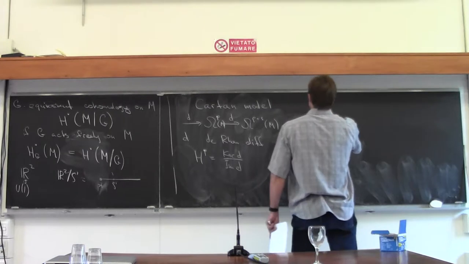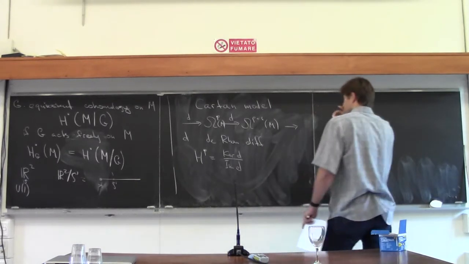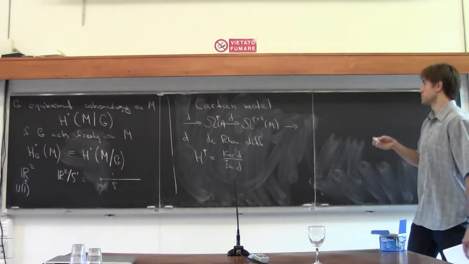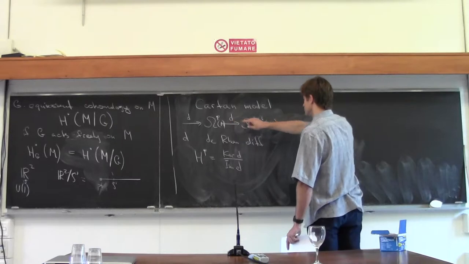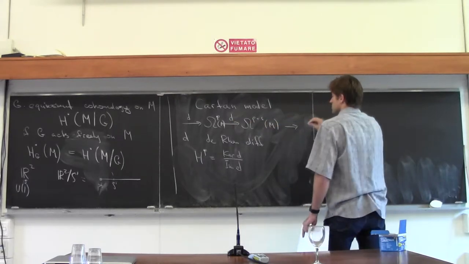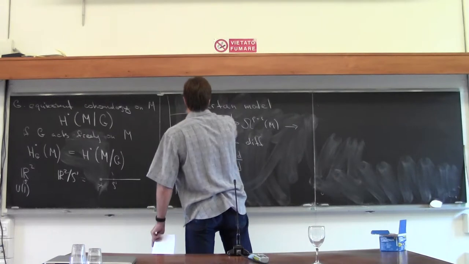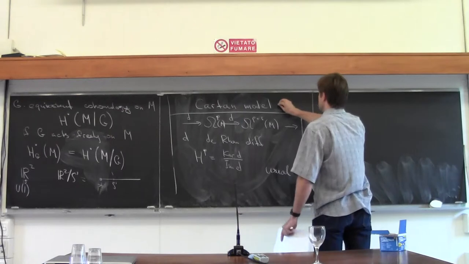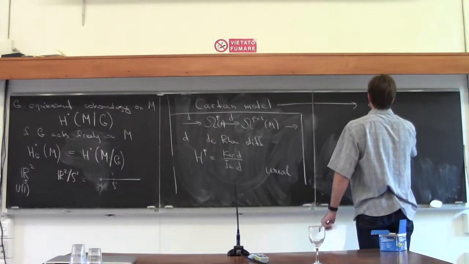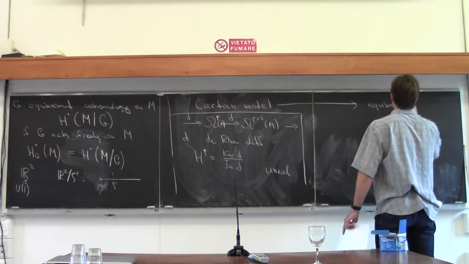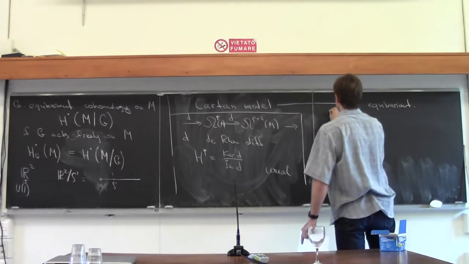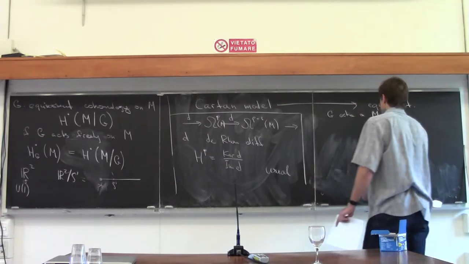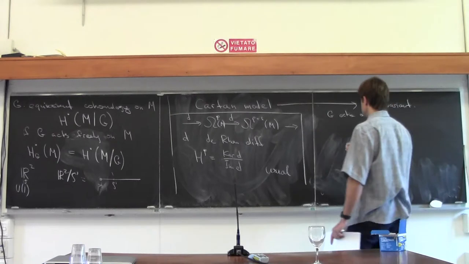So the Cartan model modifies this picture by considering functions on the algebra of G. So let me define the complex. That was the usual one. And now let's do the equivariant one, where we have a G action on M. So the complex in this case would be the following.